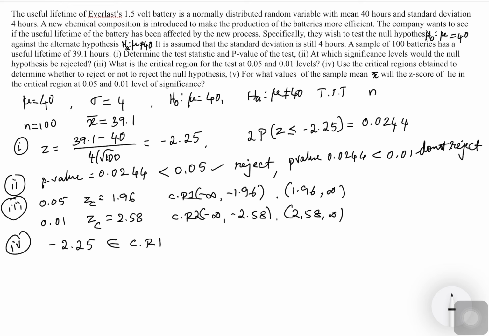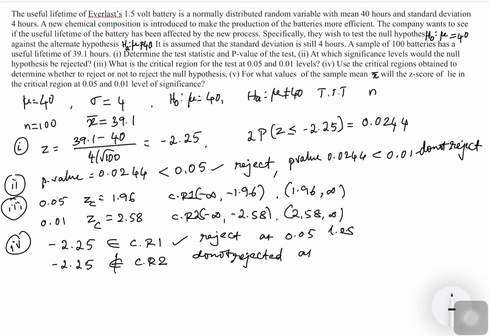So therefore we are going to reject the null hypothesis at the 0.05 level of significance. Then minus 2.25, we want to check whether this belongs to critical region 2. Certainly it does not belong to the critical region, so therefore we do not reject the hypothesis at the 0.01 level of significance.